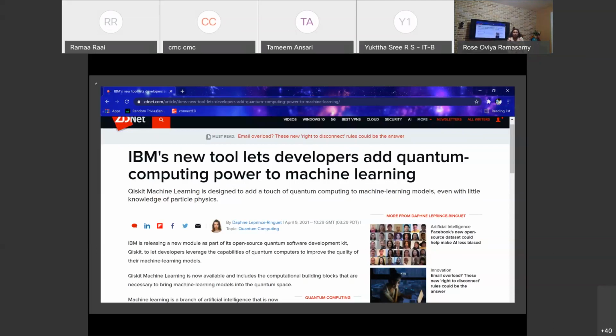This primarily concentrates on natural language processing, the one that I just showed you with my Amazon personal assistant, and it also aids in computer vision.